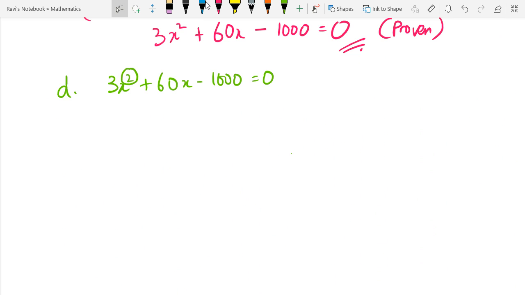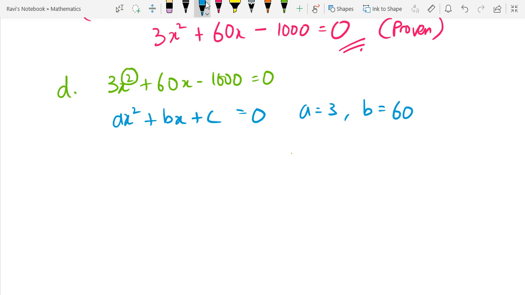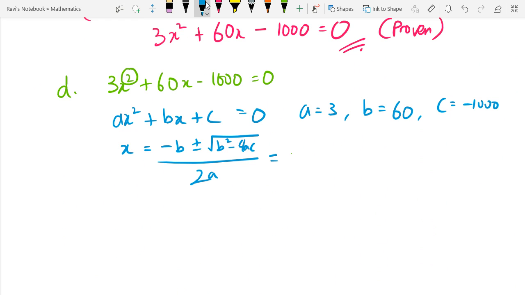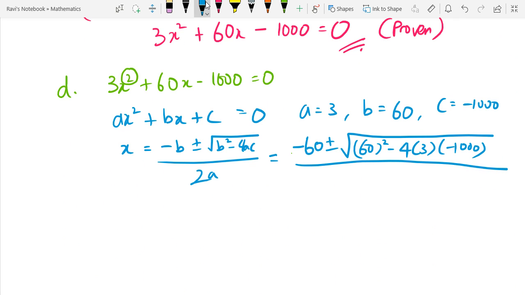The quadratic formula is based on the general form ax squared plus bx plus c equals 0. If you do a mapping, you get a equals 3, b equals 60, and c equals minus 1000. So I put that into my general equation: x equals minus b plus minus square root of b squared minus 4ac, divided by 2a. That will give me minus 60 plus minus square root of 60 squared minus 4ac, divided by 2a. You can punch that into your calculator, and you will get 2 answers because of the plus minus here.